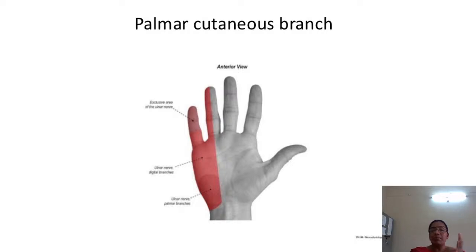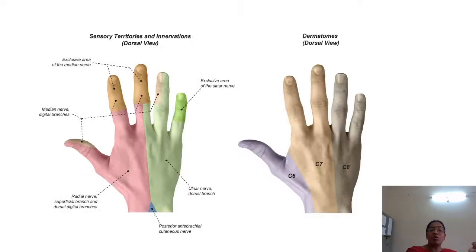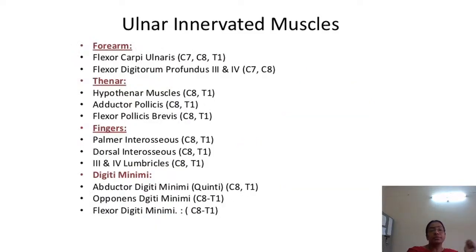This is the cutaneous, sensory supply of the ulnar nerve on the palmar aspect, and you can also come across the dorsal aspect, up to what part the ulnar nerve is supplying. Yes, on the dorsal aspect you can see up to the middle and the distal phalanx. This is the extent supplied by the dorsal cutaneous branch of the ulnar nerve.